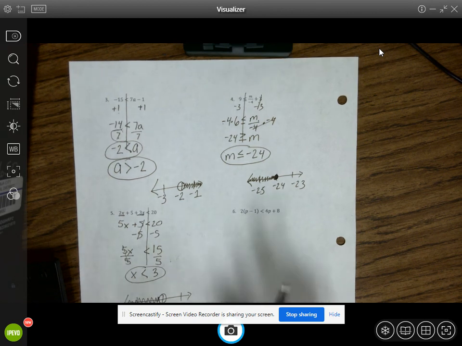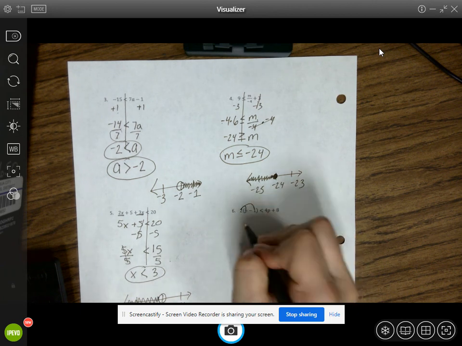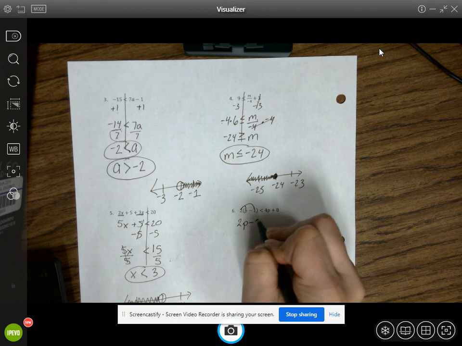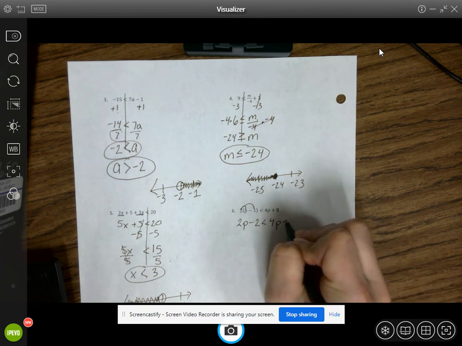I've got parentheses, so I need to start with distributing. 2 times p is 2p. 2 times negative 1 is negative 2. Keep your symbol, 4p plus 8.